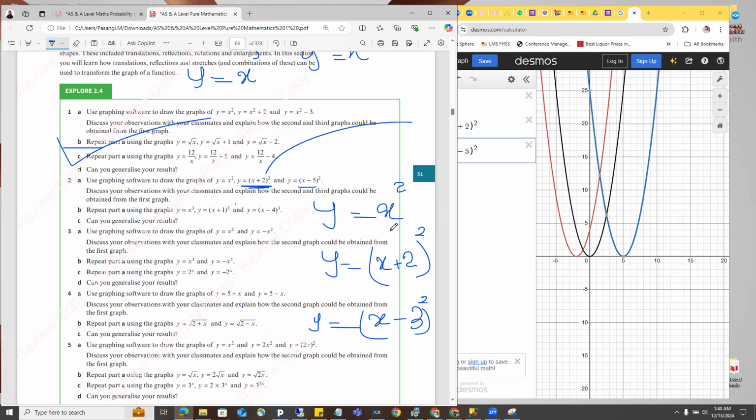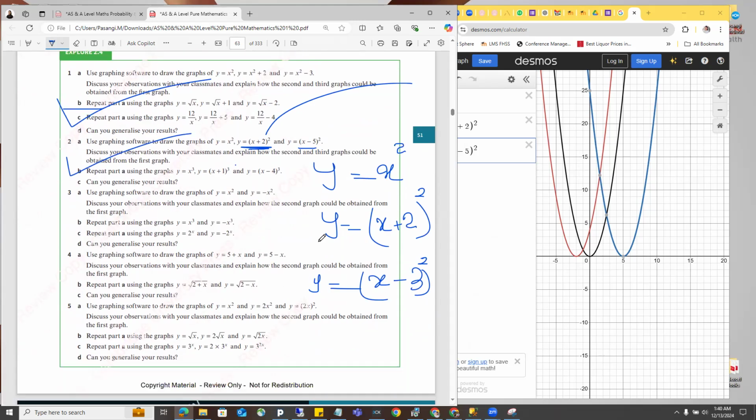Clear means, anyway, if it's x plus 2 squared now, then the graph will be moved to the left along the x-axis. For x minus 3 squared now, the graph will be moved from left to right by 3 units along the x-axis. That's what they have here. So that translation you can also do.